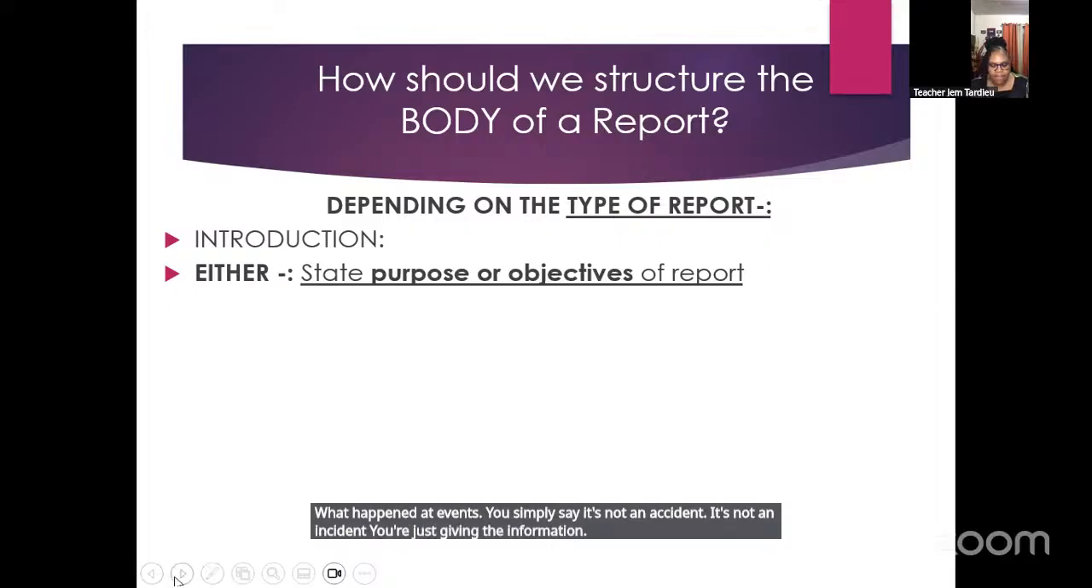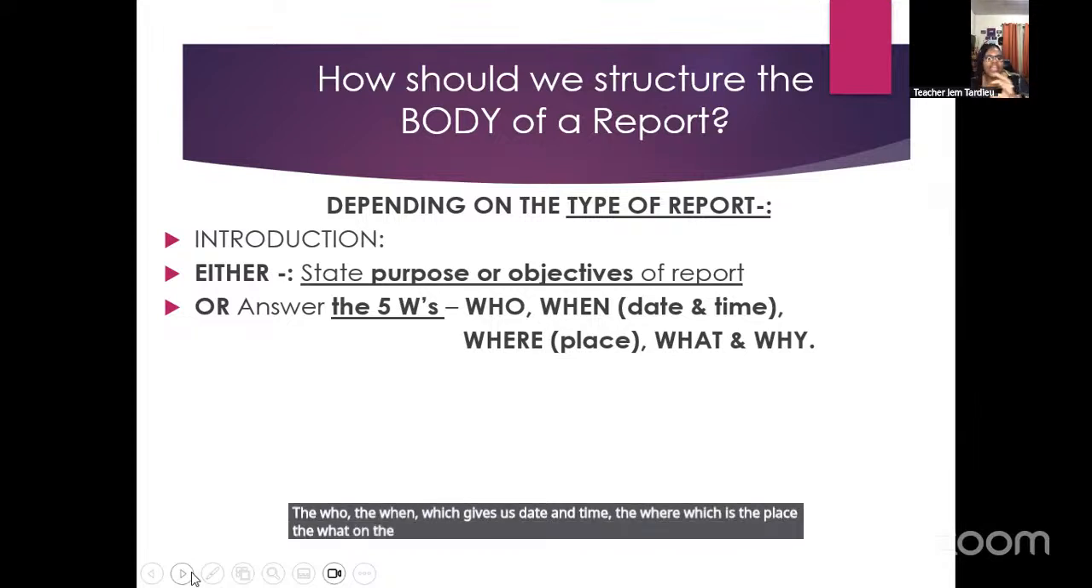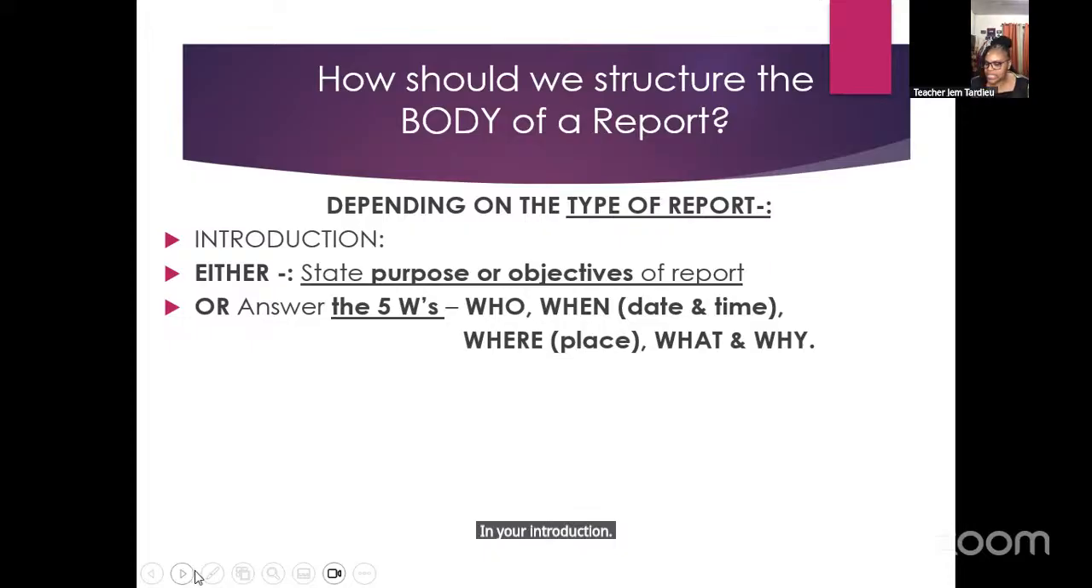Or it may be an accident or incident report. And in that way, you have to have your 5 W's. Even in a newspaper report, you have to have your 5 W's. The who, the when, which gives us date and time, the where, which is the place, the what, and the why. So in your introduction, and I will show you some examples as we go along. In your introduction, depending on the type of report, you may have to word your introduction depending on what CXC has asked you to do with the information that was given.